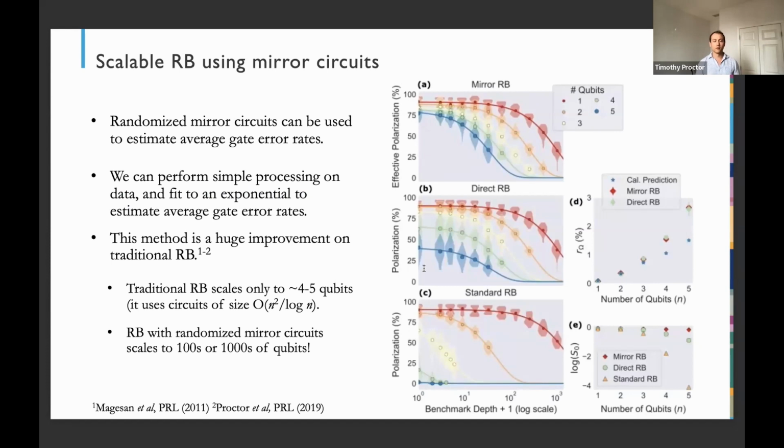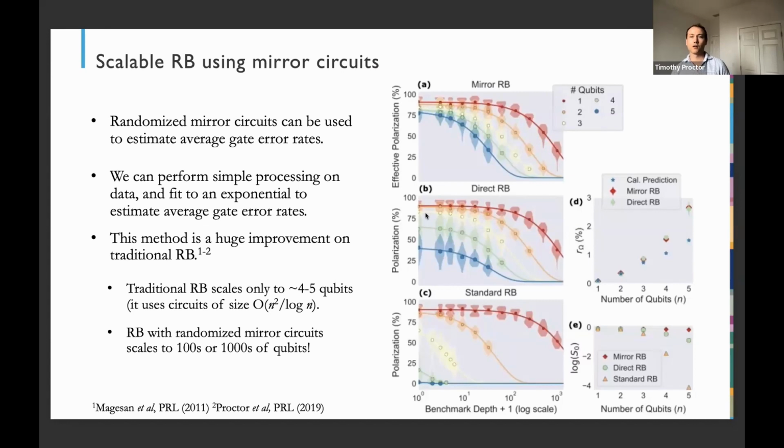The idea is that we can do scalable RB using randomized mirror circuits. What we mean by scalable RB is that we can estimate the average gate error rates from running randomized mirror circuits, and we can do this in a scalable way, so we can do this on lots of qubits. The basic idea is very similar to standard RB, if you're familiar with that. All we have to do is some simple processing on the output data, so we get success probabilities from random mirror circuits. We do some slightly subtle processing that I'm not going to go into because it's not super important really. And then you fit this data to an exponential to estimate average gate error rates.